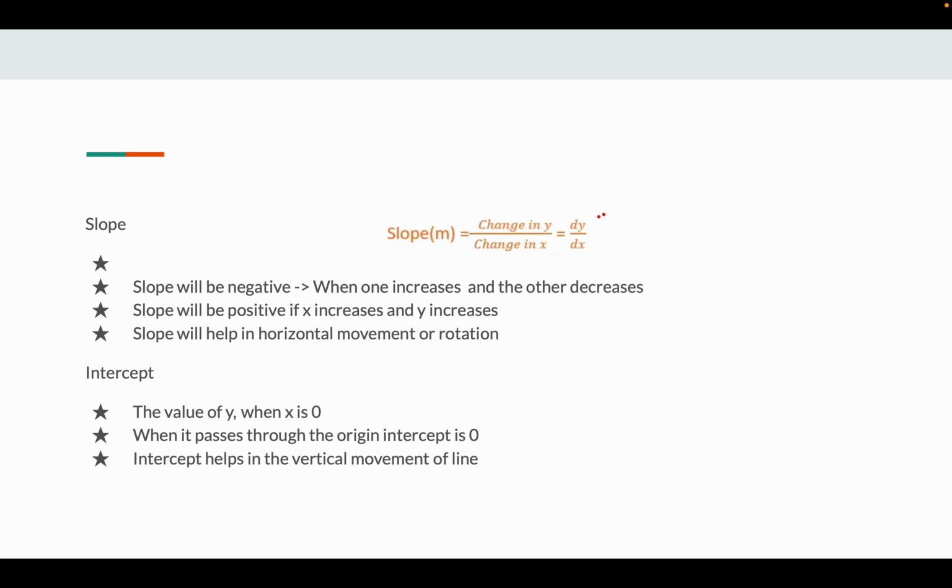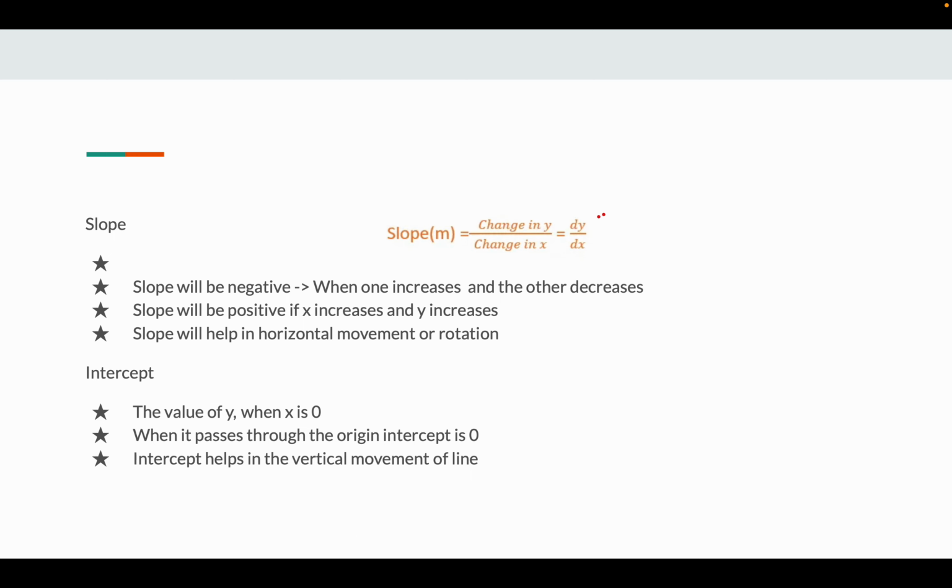So what is slope, or what is m? The slope means the rate of change of y with respect to change in x, that is dy by dx, which is also called the gradient. There are a few features with respect to slope. The slope is negative when the value of m is negative. That means when one feature increases, the other decreases, that is, when x increases, y decreases, or vice versa. And when the slope is positive, when x increases, y also increases.